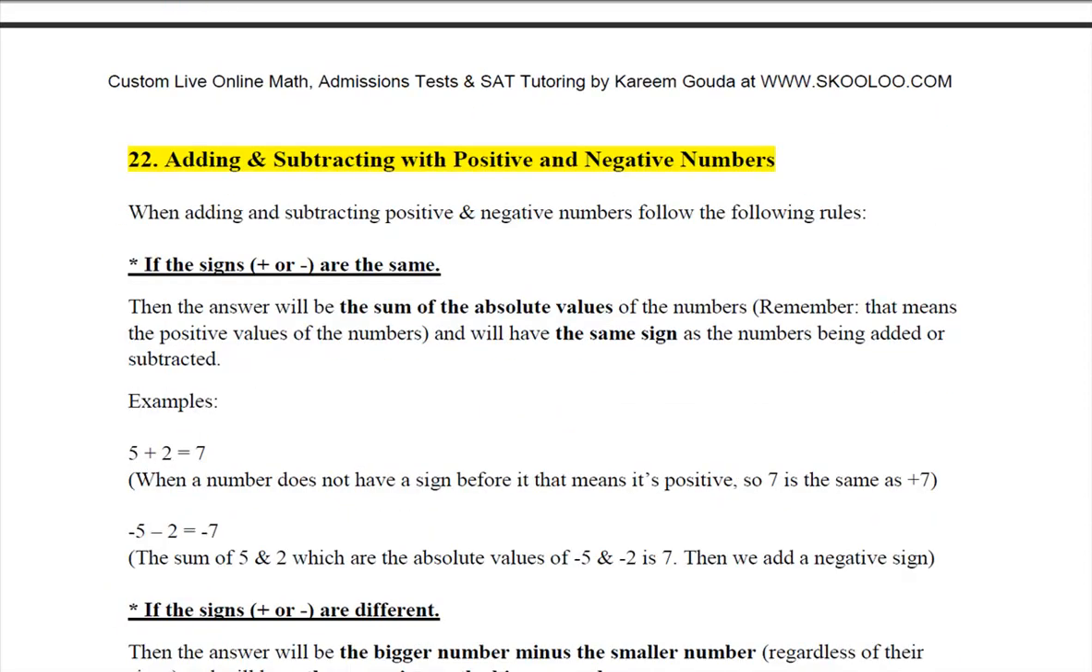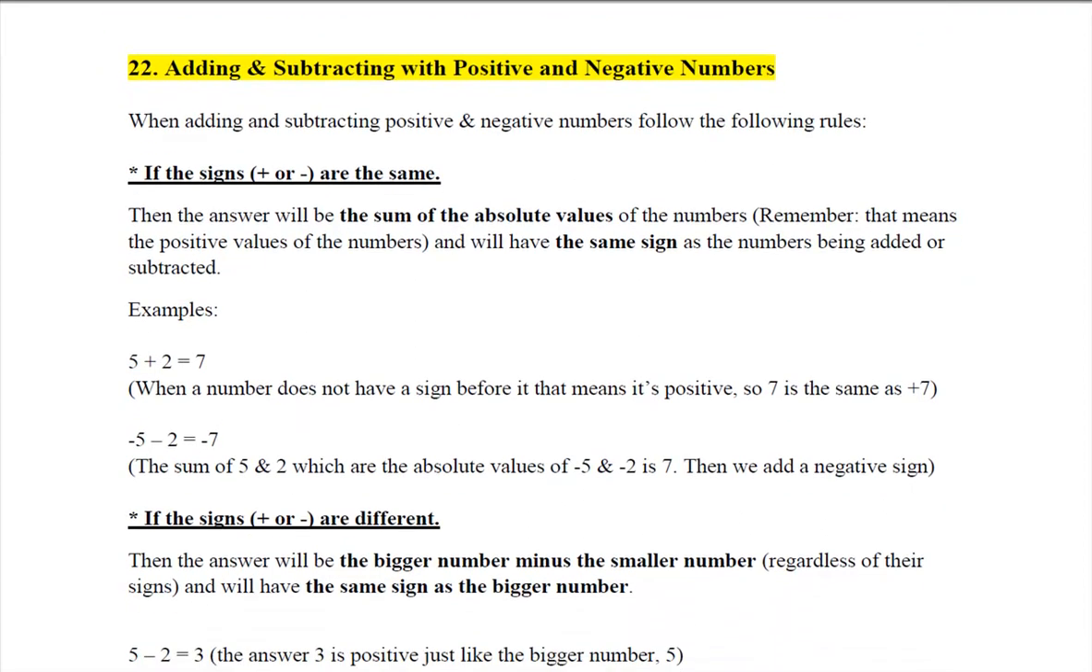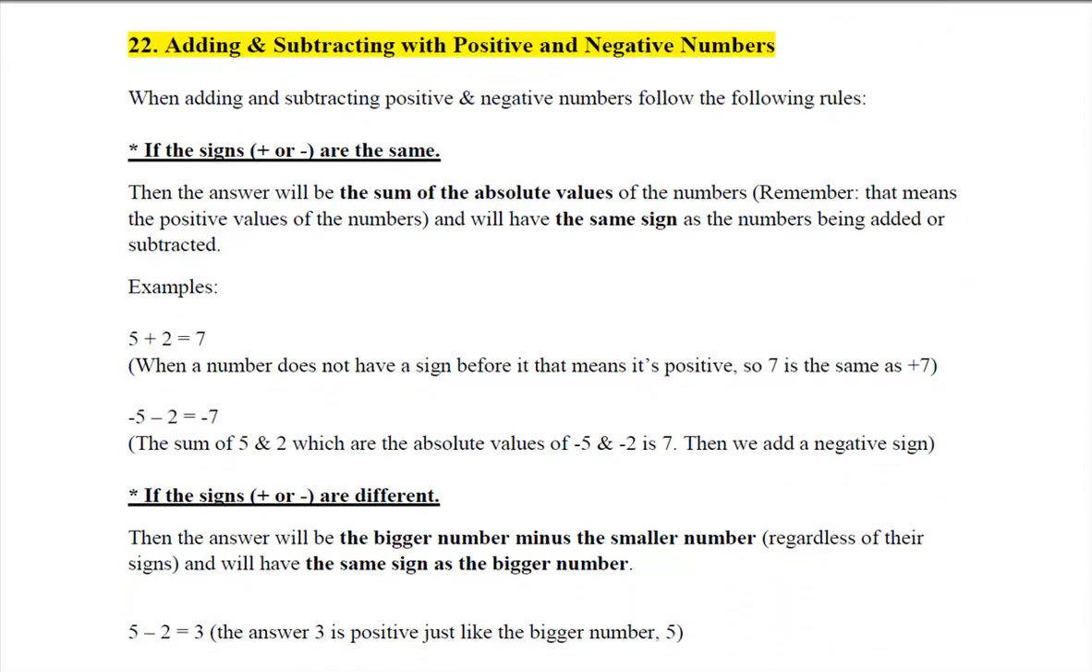Number 22. Adding and subtracting with positive and negative numbers. Very simple. If the signs of the two numbers being added or subtracted are the same, then the answer is always going to be with the same sign. So positive 5 plus 2, everything is positive, the answer has to be positive 7. Negative 5 minus 2, the answer is still going to be 7, but because they have the same negative sign, it's going to be negative 7.